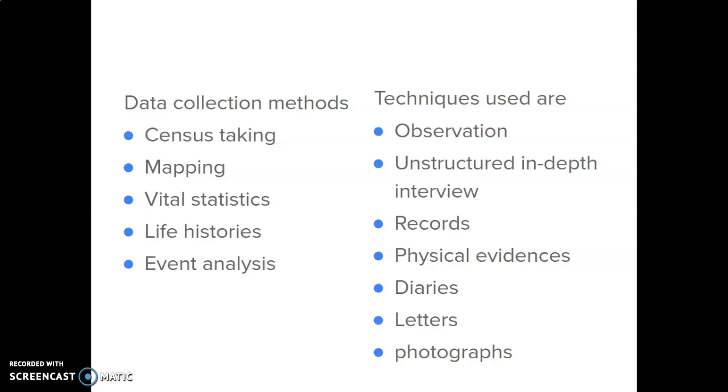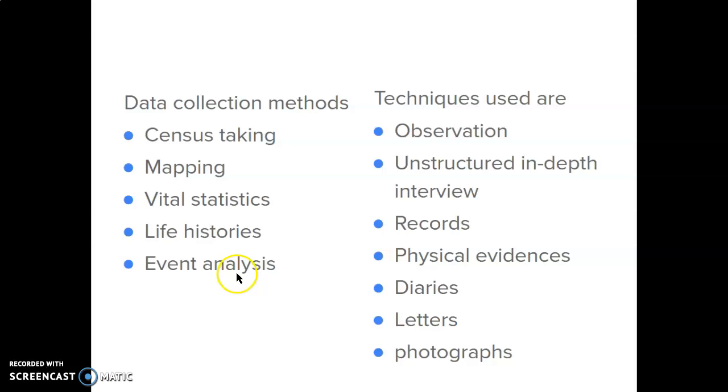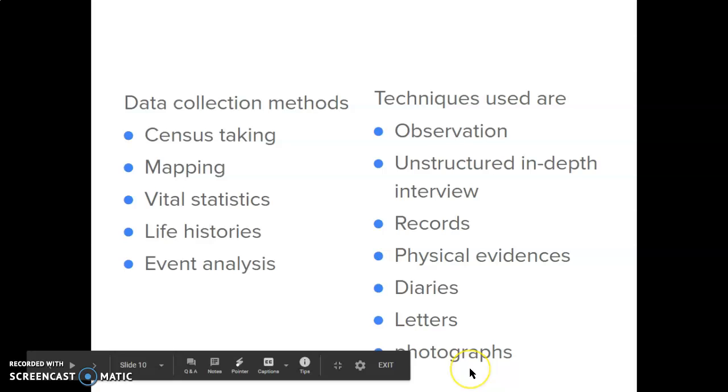So how is the data collection happening? It's by census, mapping, vital statistics, life histories. You can sit there and interview a few people about their life histories, and do event analysis. So you can analyze whatever events are happening in that cultural group. So this is how the data collection method happens. The techniques we use in ethnographic studies are observation, unstructured in-depth interview, records, physical evidences, diaries, letters and photographs.